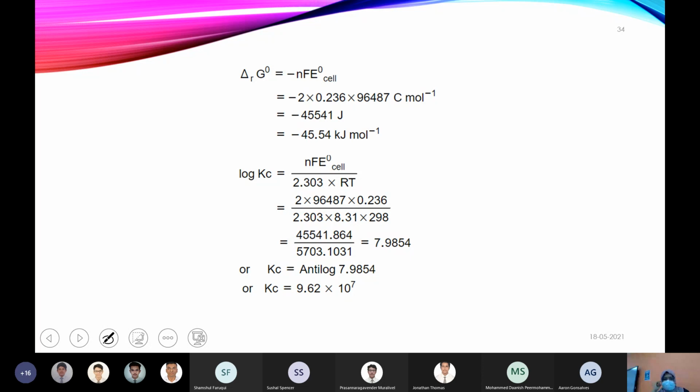Okay, ma'am. 7.985 will be log Kc first, then for Kc you have to take the anti-log of that value. So somewhat close to 9.6 into 10 raised to 7. Okay, ma'am. Fine. What answer did you get? 9.69 into 10 to 7. Okay, so we'll move to the next one.